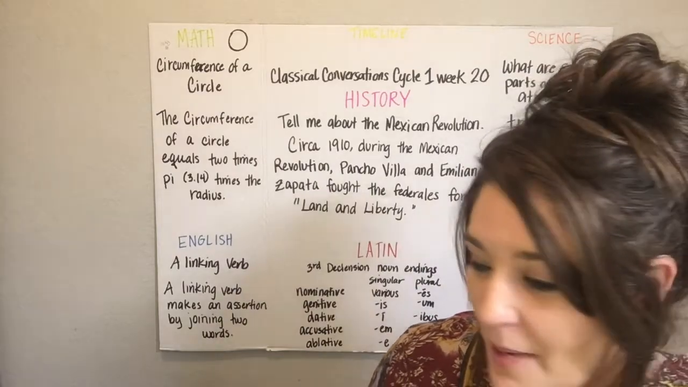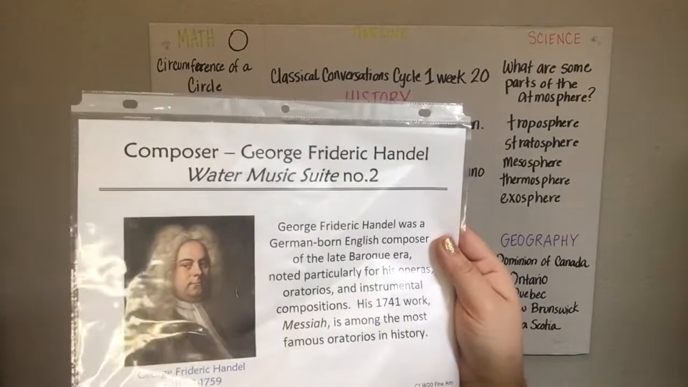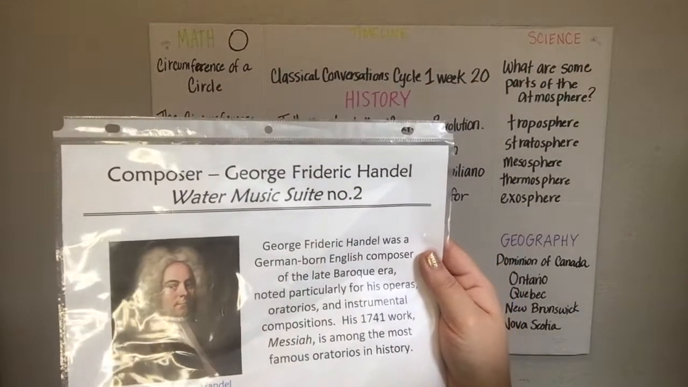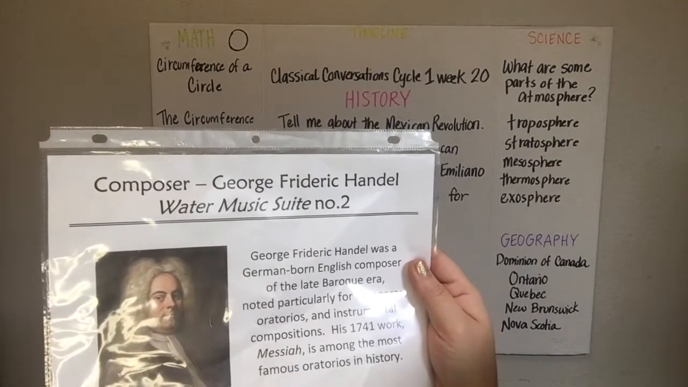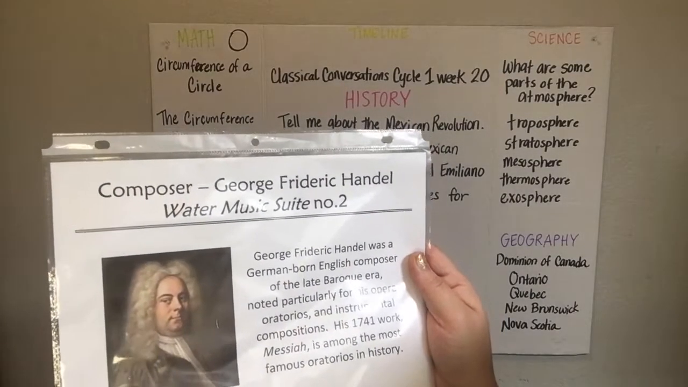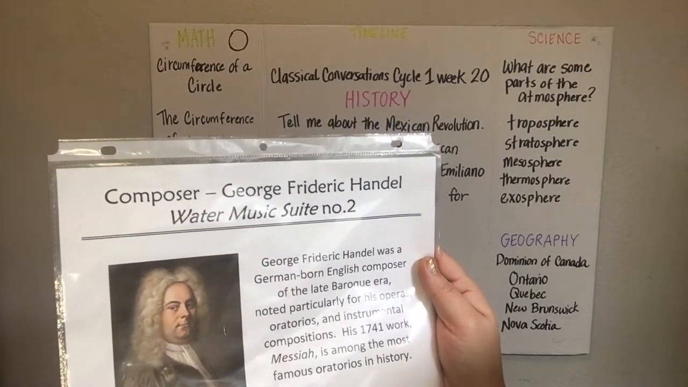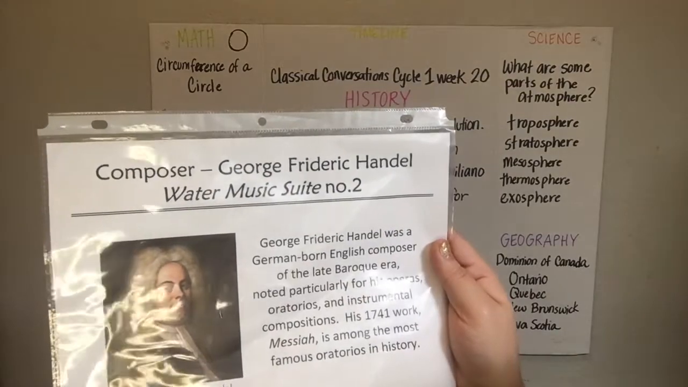But we learned about Handel. We listened to the song Water Music Suite Number 2. And he is a composer. His name is George Frederick Handel. And George Frederick Handel was a German-born English composer of the late Baroque era, noted particularly for his operas.